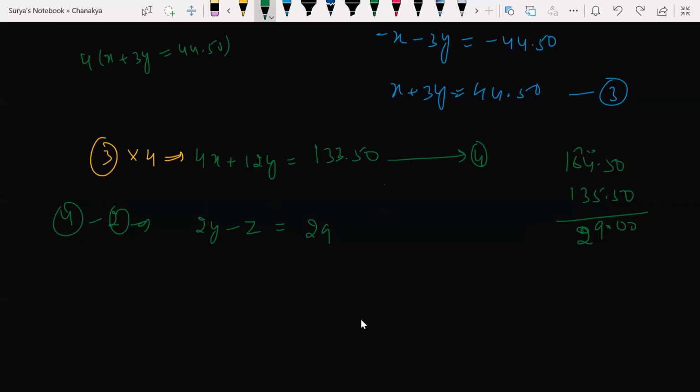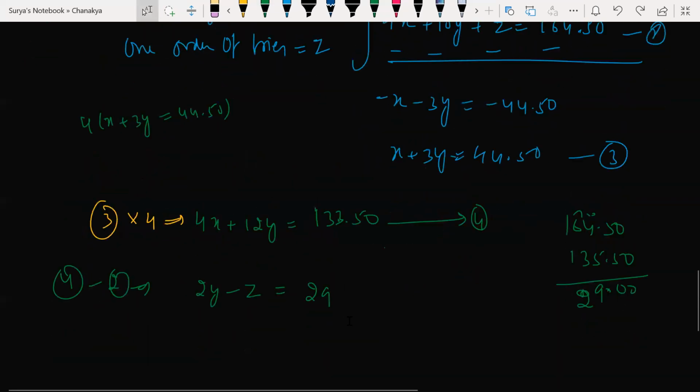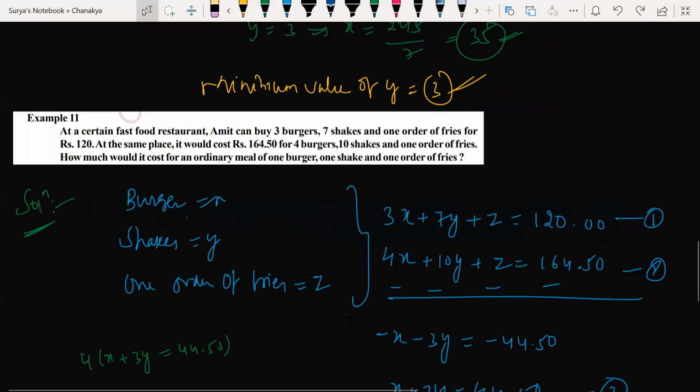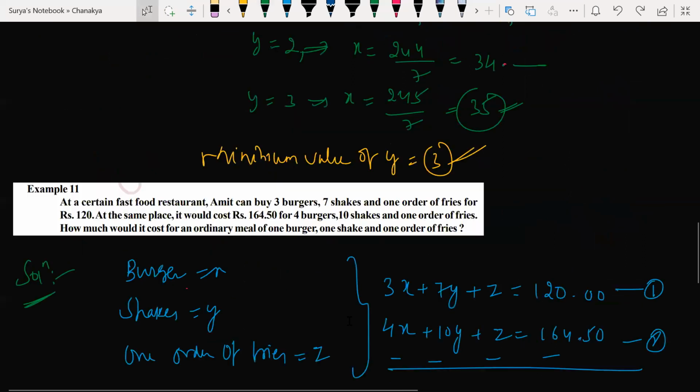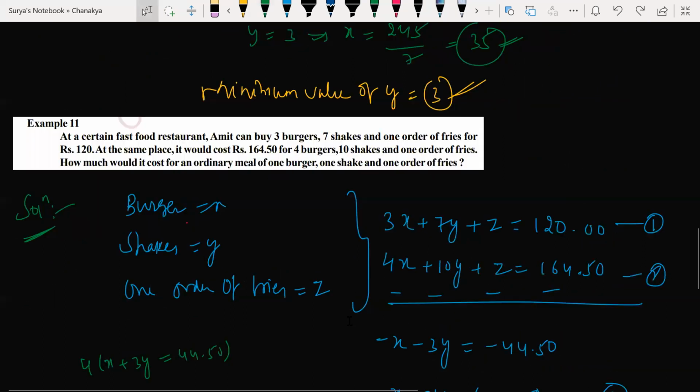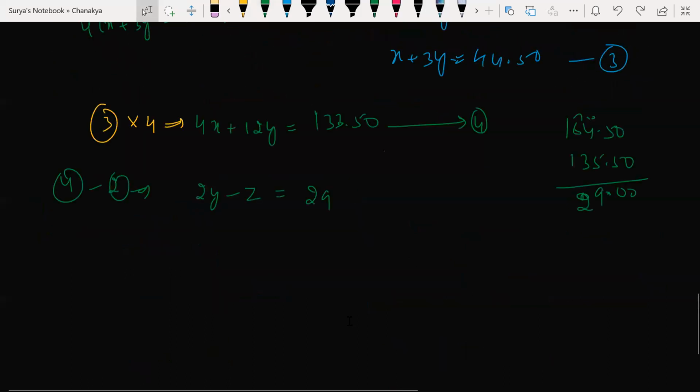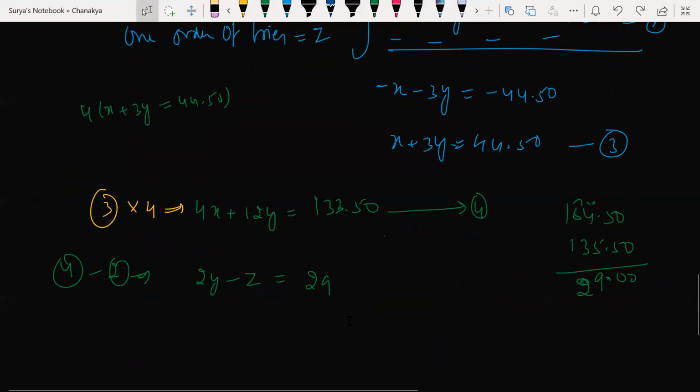Now what do I need to find out? Look at this here. 2y minus z is equal to 29, I got. What should we do now? I need to find out the price of one ordinary meal of one burger, one shake, one order of fries. So I need to find out x, y, z, right?